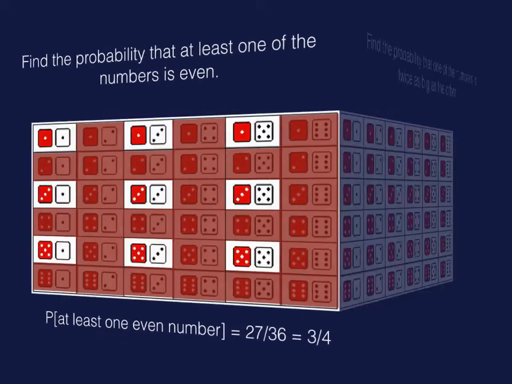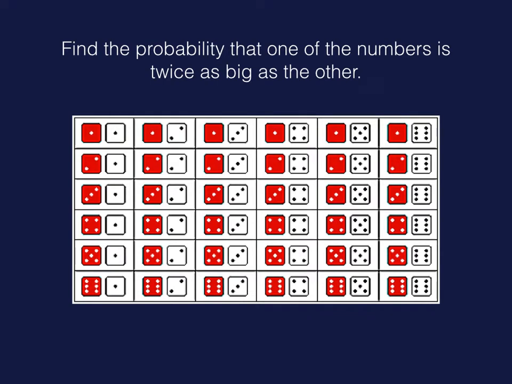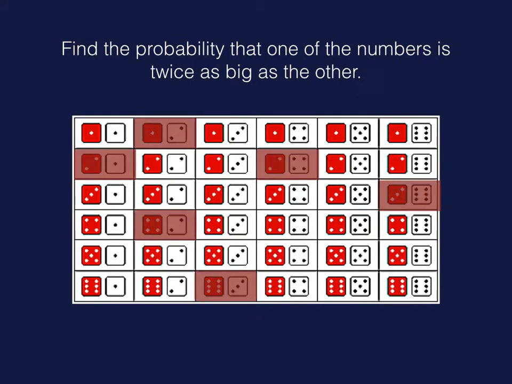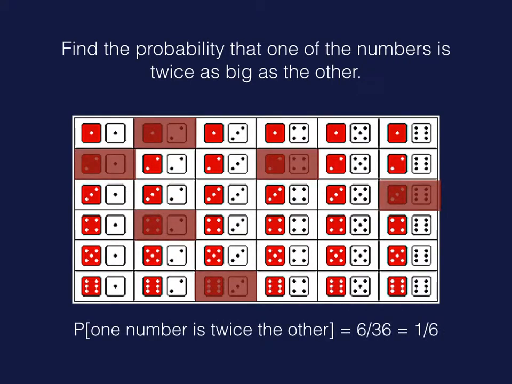Okay, another example. Out of 36 possible outcomes, find the probability that one of the numbers is twice as big as the other. Okay, how many ways can that happen? One number is twice as big as the other. Well, there's not as many, and you can count them all without too much trouble. There are 6 ways it can happen. So the probability is 6 out of 36 or 1 out of 6. Okay. So this is the technique that you would use when you are doing simple experiments where all outcomes are equally likely, such as flipping coins, rolling dice, things like that.